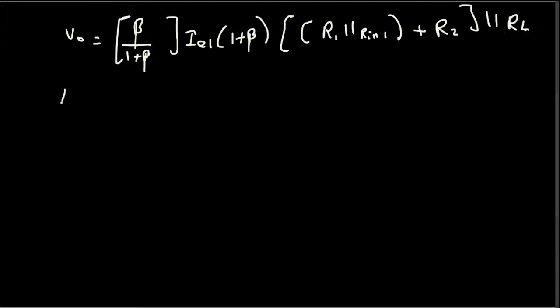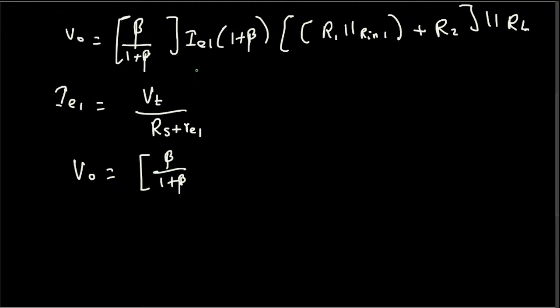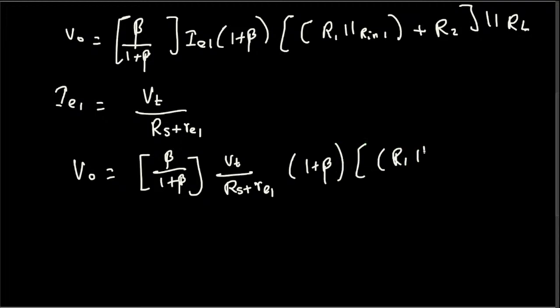And here, this IE1 can also be expressed as VT over RS plus RE1. So instead of this IE1, we can replace it with this. If we do that, then this equation becomes beta over 1 plus beta. Instead of IE1, we plug in this value, that is VT over RS plus RE1, and then 1 plus beta times R1 parallel Rin1, and then plus R2 parallel the load resistance.